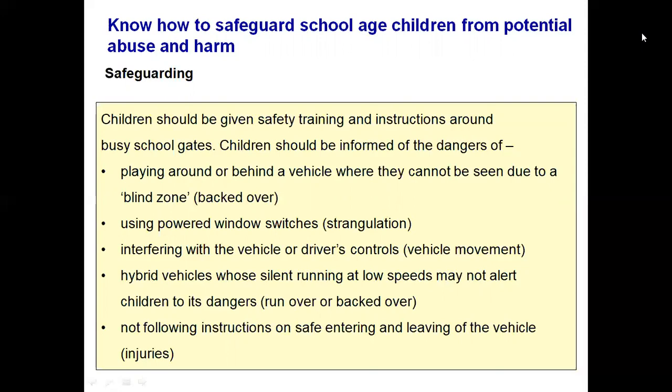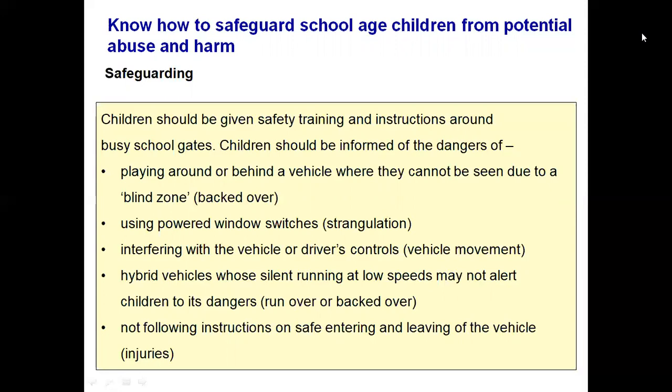As a driver, children should be informed of the dangers of playing behind your vehicle, the dangers of using powered switches, such as the electric window switches. As I've mentioned, a lot of them are not touch sensitive, and it could lead to strangulation. You must never allow a child to interfere with the vehicle or the driver's controls. So should the child be sat in the front, he or she is over 12 or over 1.35 meters, don't let them interfere with any of your controls, even if it's just the radio.